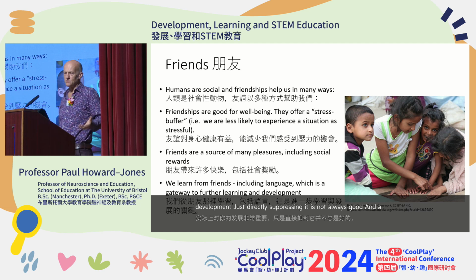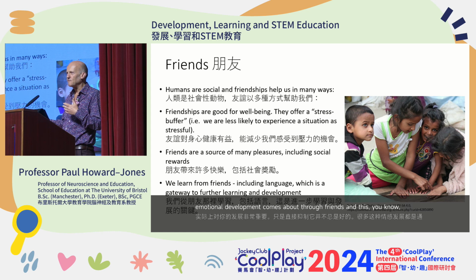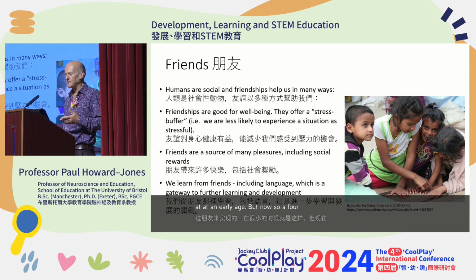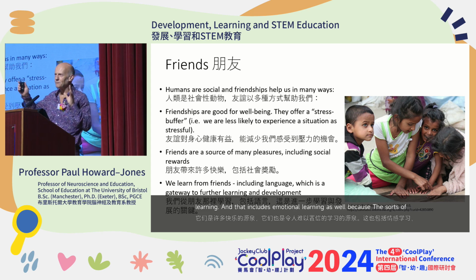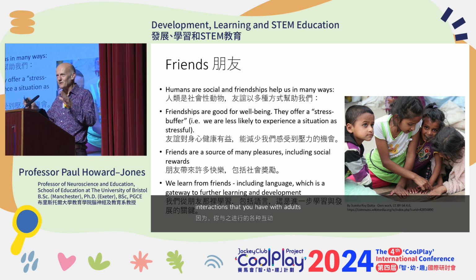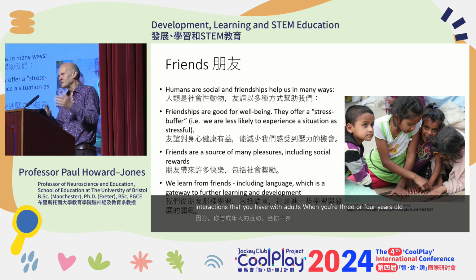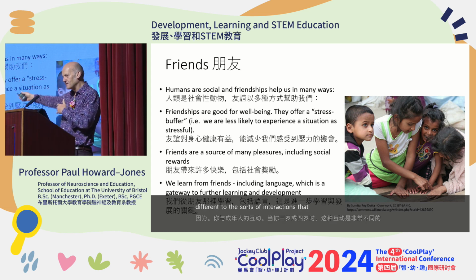And a lot of this emotional development comes about through friends. And this, at an early age, about sort of 4 or 5, friendships start developing in a much more meaningful way. Friendships are very good for your well-being. They reduce your stress. They're a stress buffer. They're a source of many pleasures. They're also a source of incredible learning. And that includes emotional learning as well, because the sorts of interactions that you have with adults when you're 3 or 4 years old is very different to the sorts of interactions that you have with other 3 or 4-year-olds.